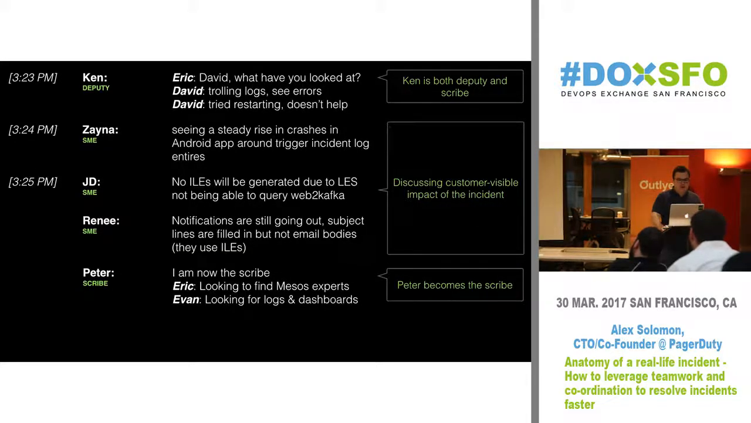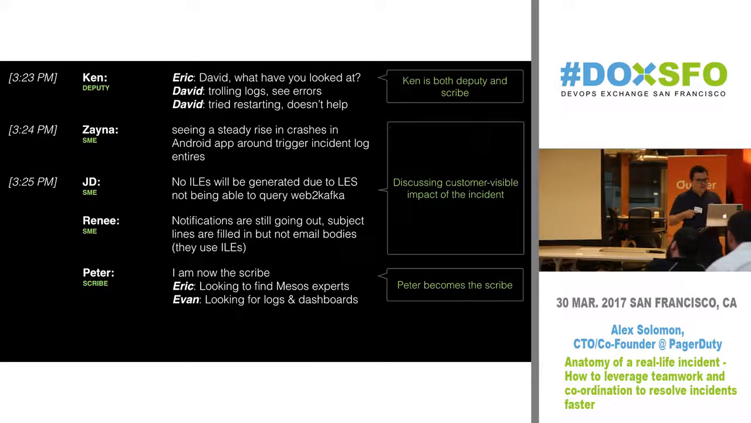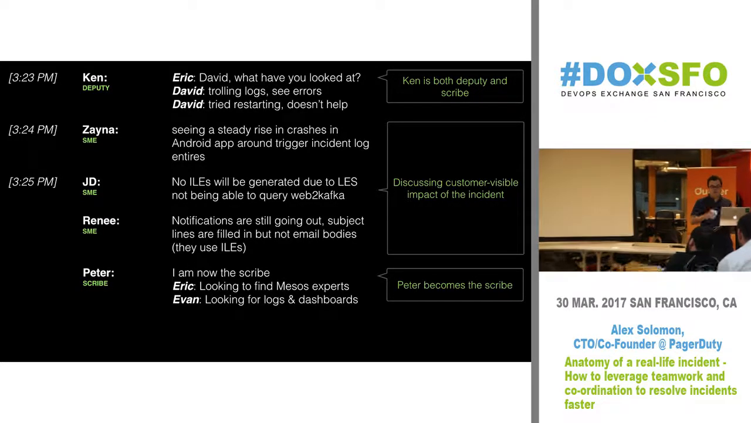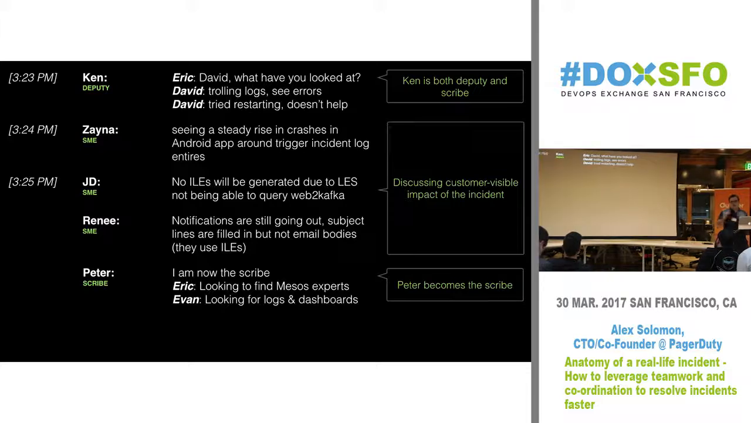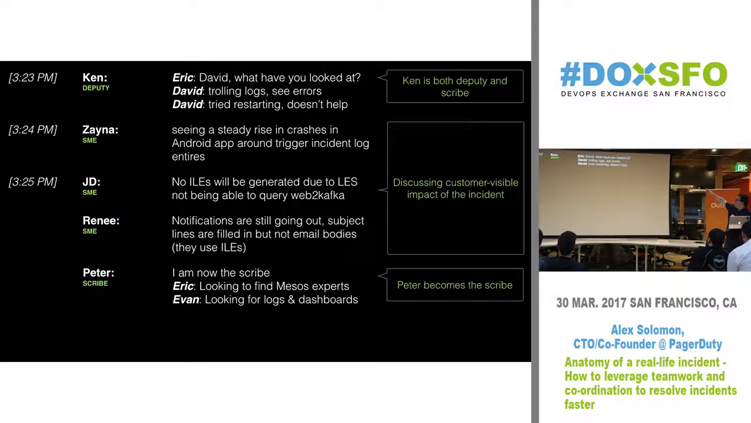So going back to the timeline, you can see Ken is also taking on a second role here, which is scribing, because the incident is just kicking off. One of the things that we do is he actually records the major action items that are happening with the incident. So you can see that Eric, who is the IC, is asking questions, and David's trying to help and respond to those actions. Zaina is our mobile on call, so she jumped in saying that we're seeing problems with the mobile app, it's crashing.